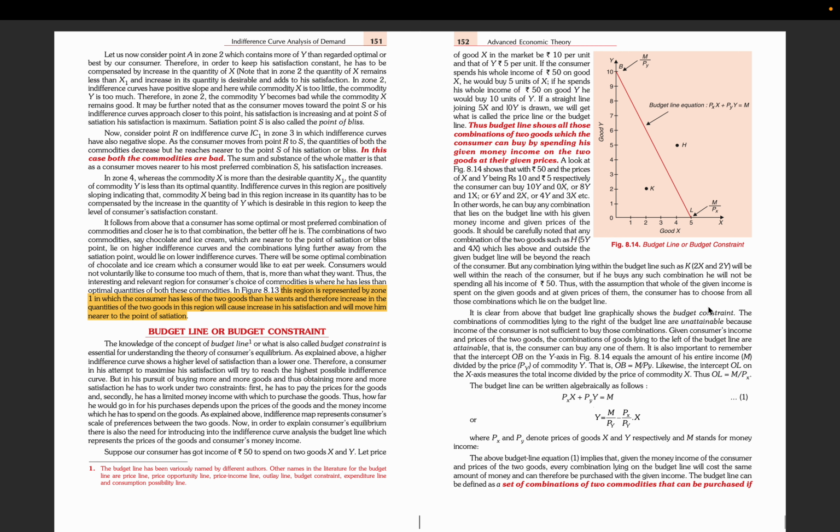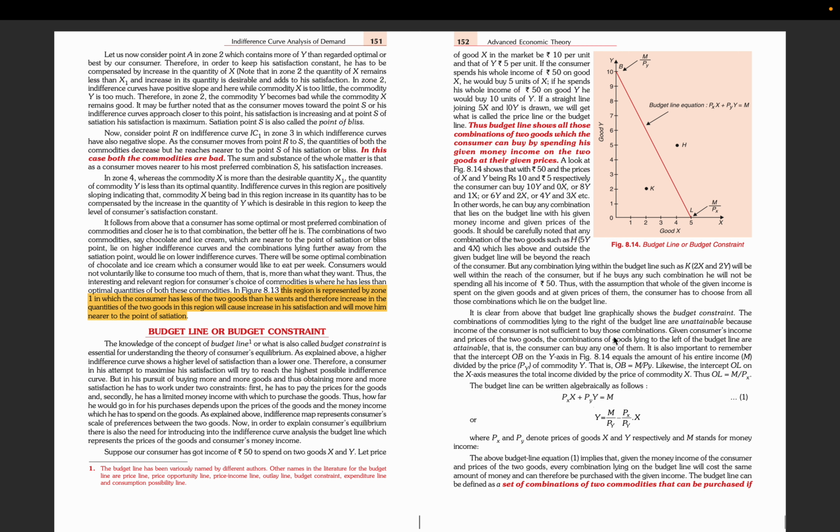If he buys any such combination, he will not be spending his income of rupees 50. Thus, with the assumption that the whole of the given income is spent on the given goods at given prices for them, the consumer has to choose from all these combinations which lie on the budget line. It is clear from above that the budget line graphically shows the budget constraint. The combinations of commodities lying above the budget line are unattainable because the income of the consumer is not sufficient to buy these combinations, just like we studied about H.